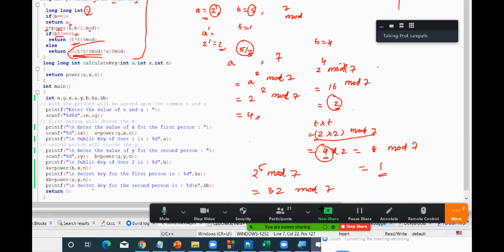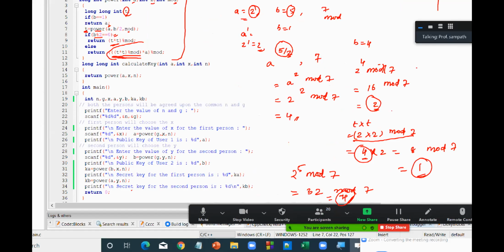Here, what results are you getting here? 32 mod 7. 4 sevens are 28, right? 28, get 4. So here, these values are not matching, right? The mistake I did is that instead of t, my t value should be 4. Whatever the value which I used here, this is not equal to 1.